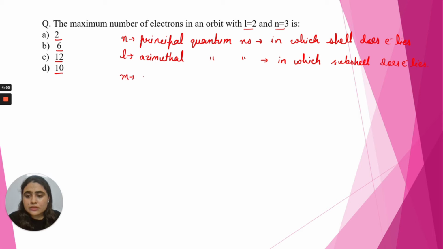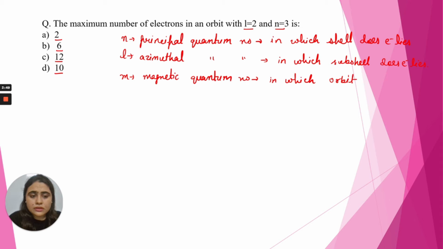M is the magnetic quantum number. It tells us in which orbital the electron lies and how many orbitals are there. It also tells us about the number of orbitals in a subshell.